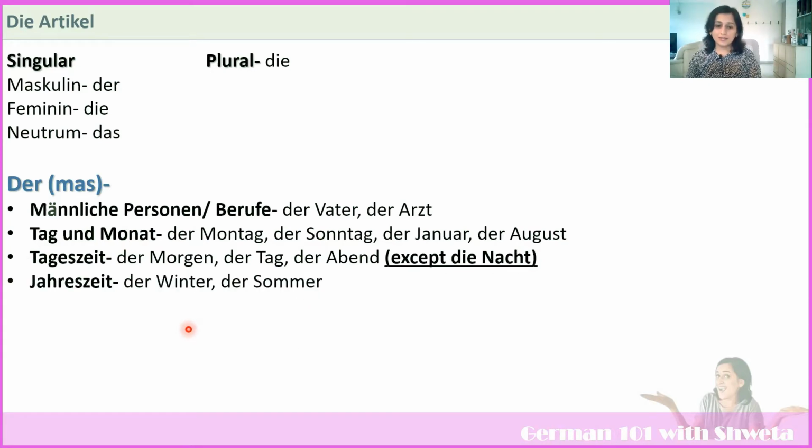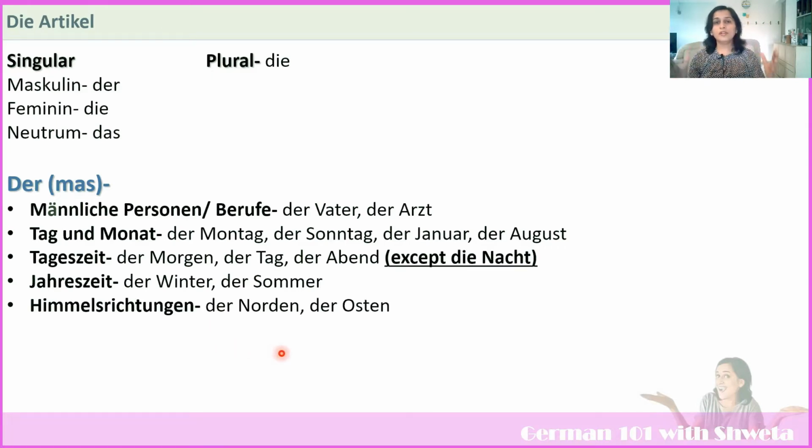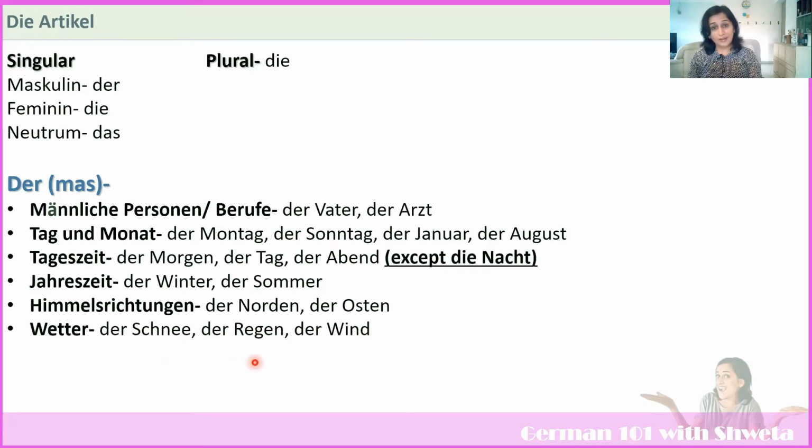Jahreszeit, season, zum Beispiel der Winter, der Sommer. Himmelsrichtungen means geographical directions, zum Beispiel der Norden, north, der Osten, east, der Westen is west, der Süden is south. Wetter, weather, zum Beispiel der Schnee, snow, der Regen, rain, der Wind.